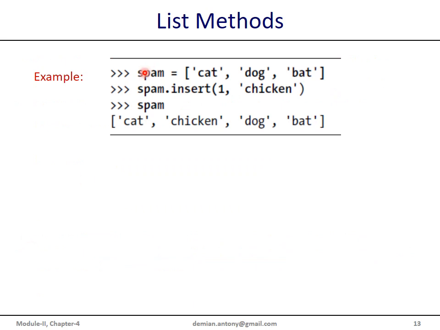Consider the example. Here we have a spam with 3 elements and we want to add one more item at location 1, here after cat. What we have to write is spam dot insert, the new index and the new value, and once you print this list you can see the new value is inserted at location 1.